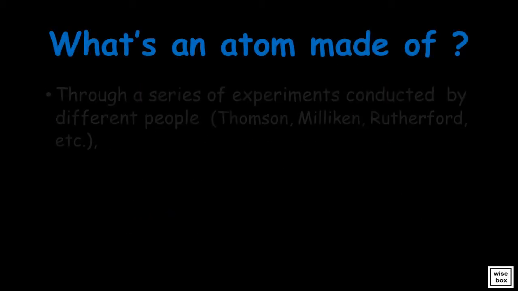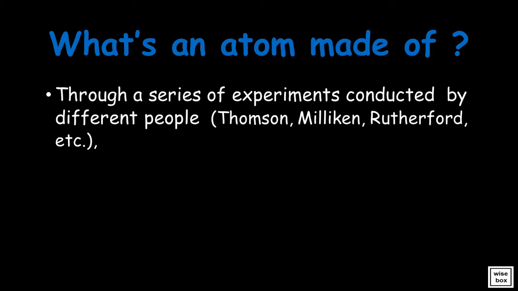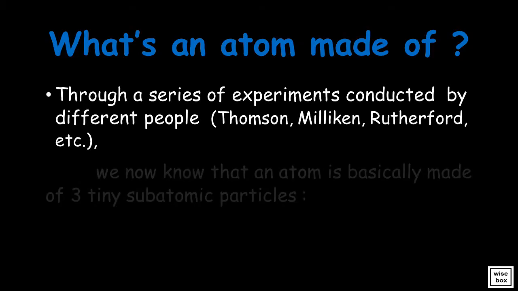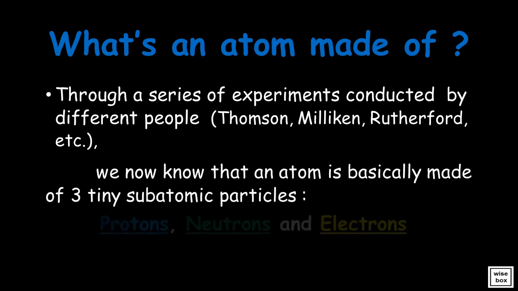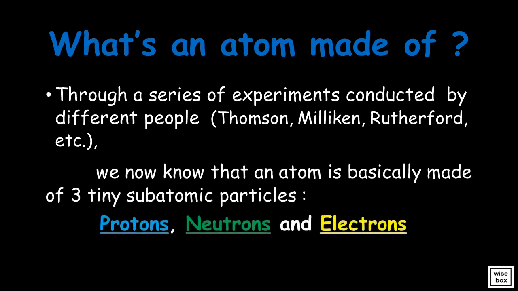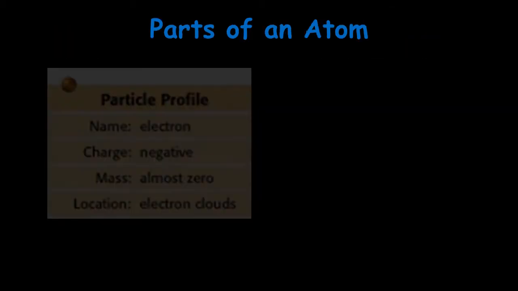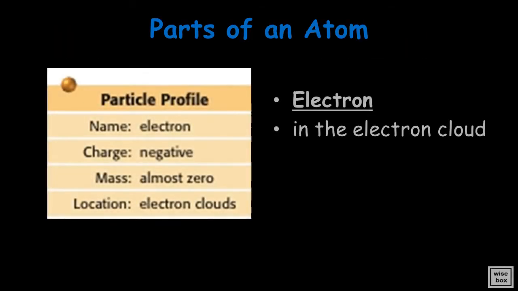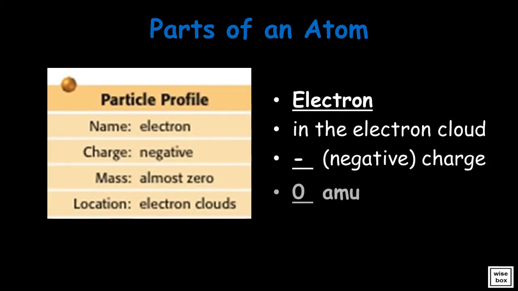What is an atom made of? Due to the experiments by several scientists, we now know that the atom is made of protons, neutrons, and electrons. The electron is in the electron cloud. It has a negative charge, and has almost no mass.